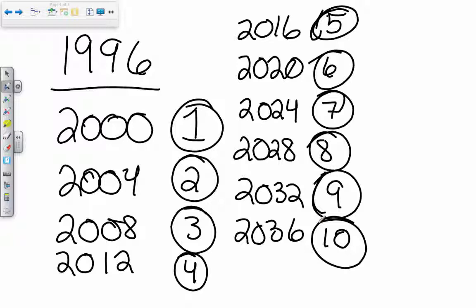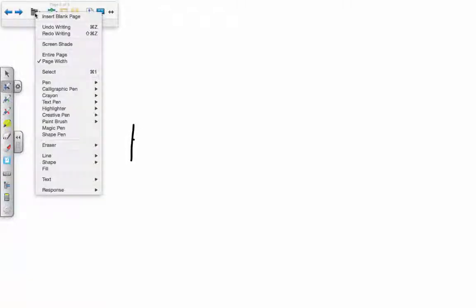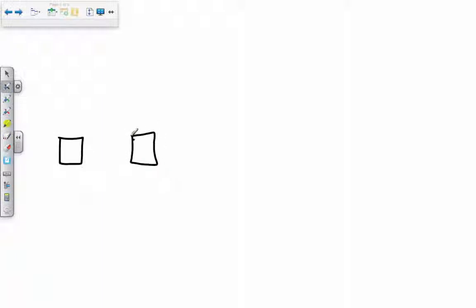Okay, we're going to take this just a little bit further, and we are going to go to the next page. Let's look at this. Okay, this is the first pattern, and this is the second. And then a triangle. That's the second drawing. This is the third one.